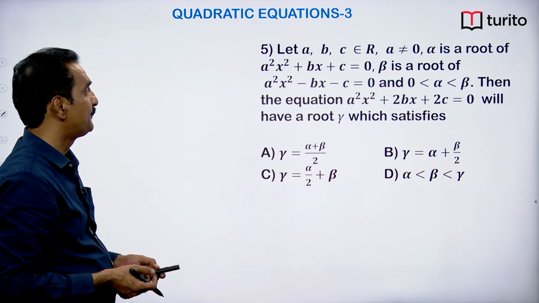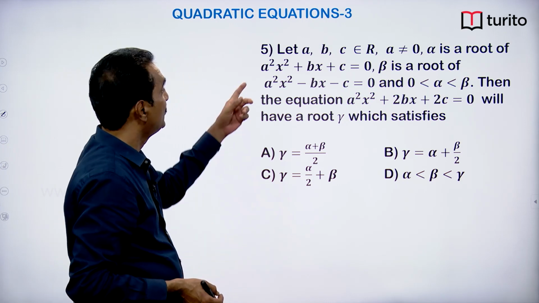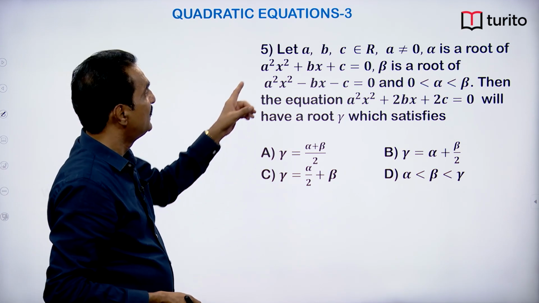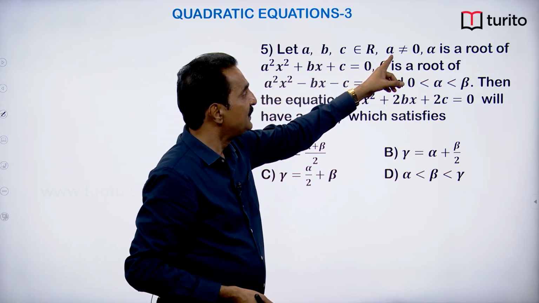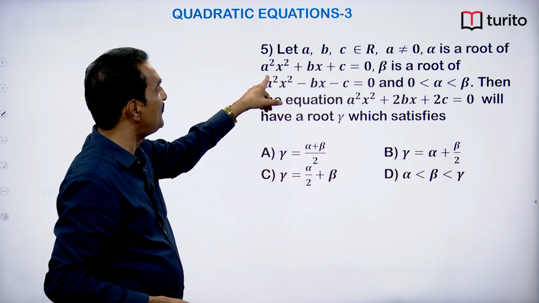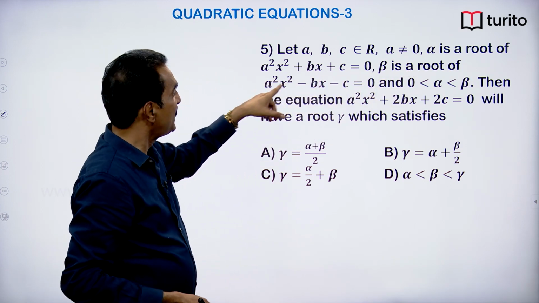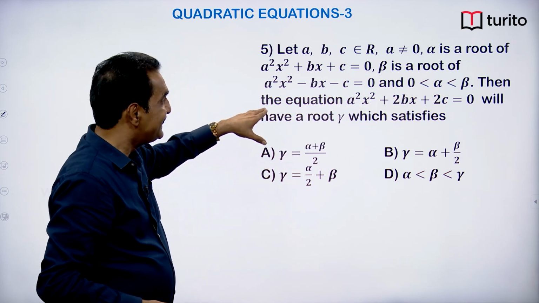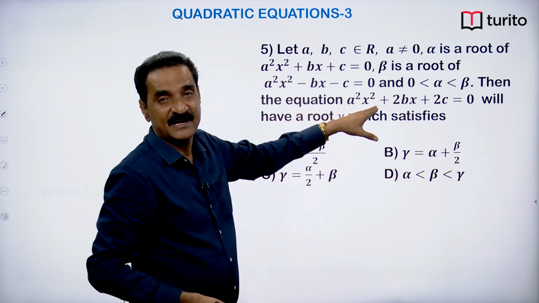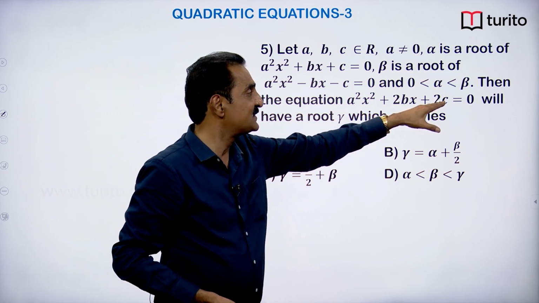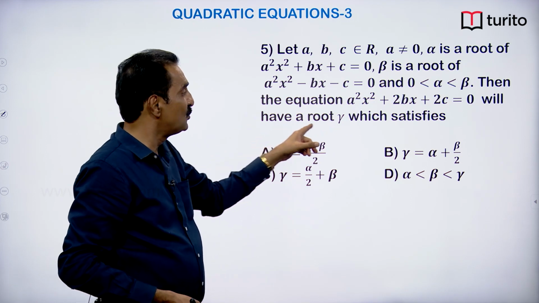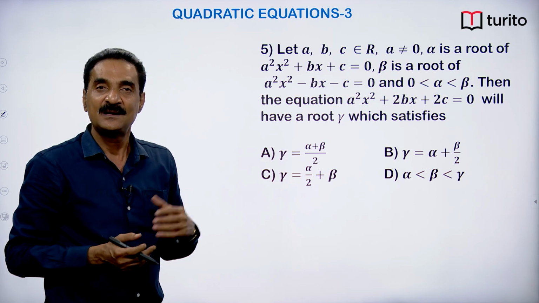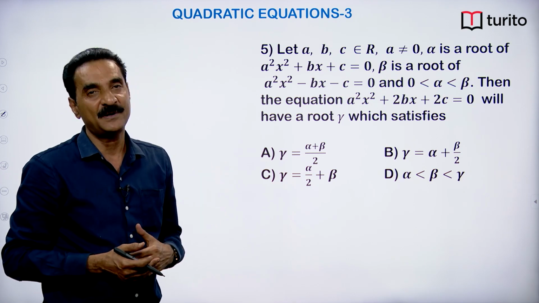Next question. Let a, b, c be real numbers and a is not equal to 0, alpha is a root of this quadratic equation, beta is a root of this quadratic equation, 0 less than alpha less than beta. Then the equation a square x square plus 2bx plus 2c is equal to 0 will have a root gamma which satisfies. This question is also based on the same intermediate value property.